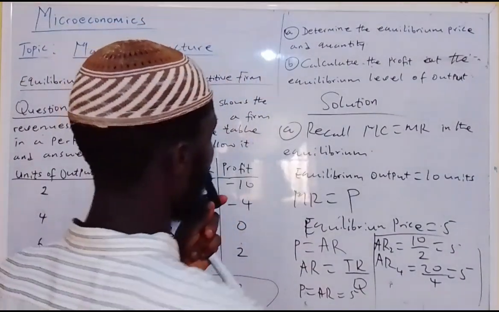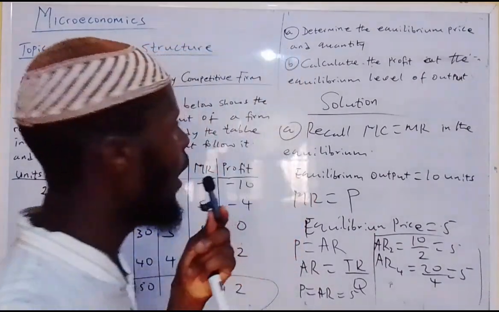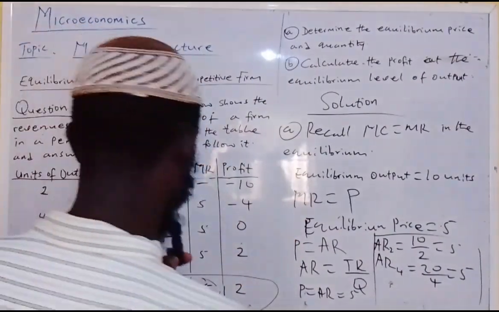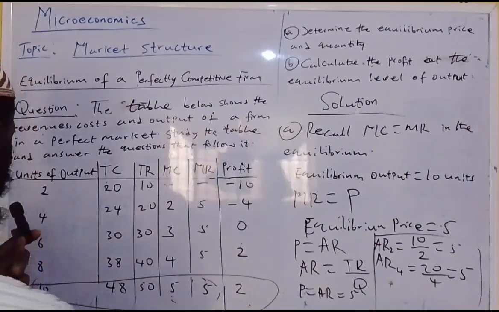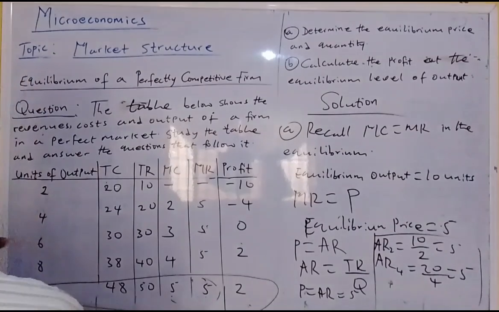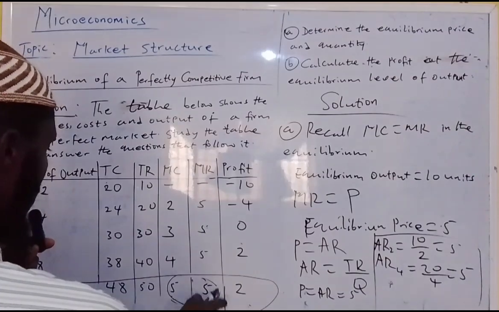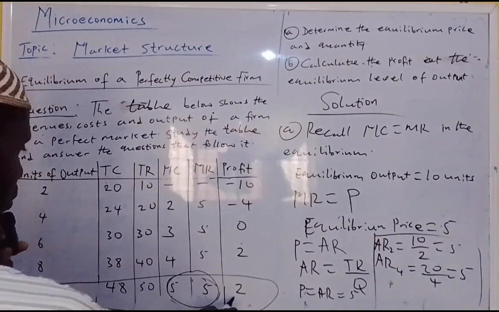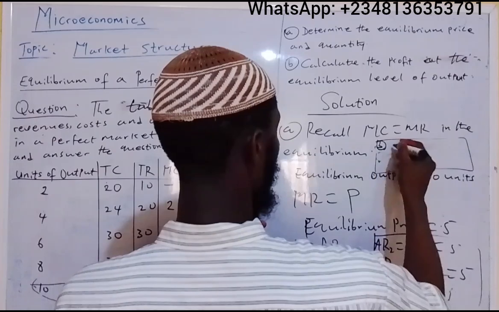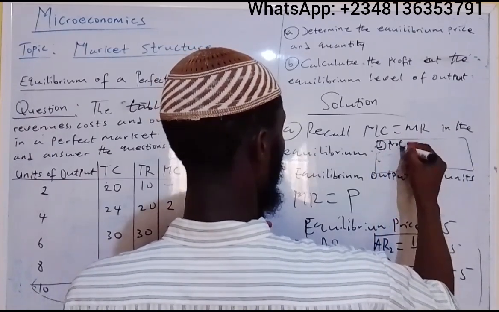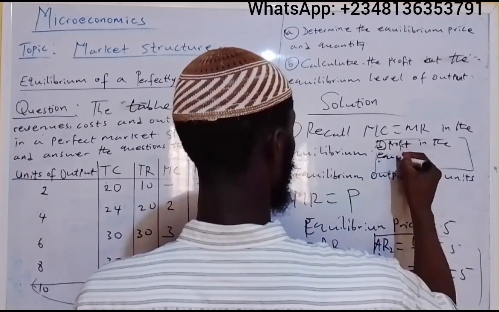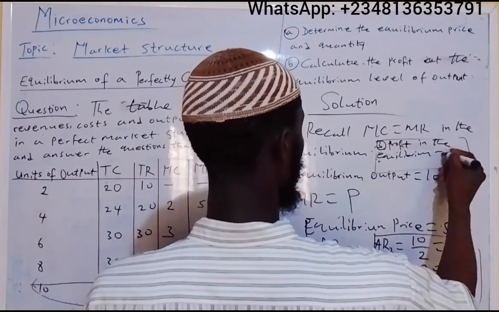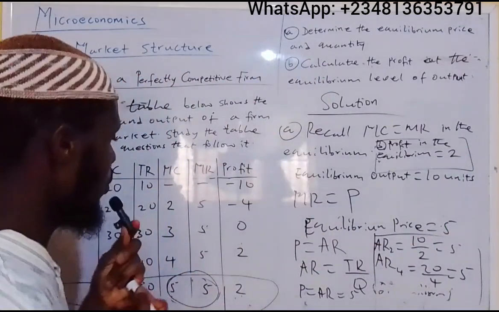The next question says calculate the profit at the equilibrium level of output. You can see that the profits at various levels have been calculated. So what we need is just to check the corresponding profit at this equilibrium row. This is the equilibrium row because this is where we have MR equals MC. The corresponding profit is equal to 2. In other words, the profit in the equilibrium is equal to 2.